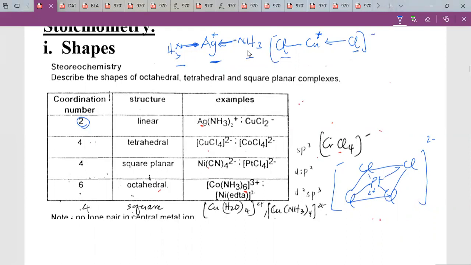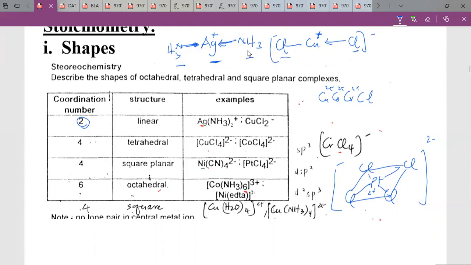So linear, and if there are coordination number 4, or 4 ligands joining to it, they can be tetrahedral, and 4 can also be square planar. 6 is octahedral. Now, quite good to remember for tetrahedral is C, that is Cl: copper 2 plus, cobalt 2 plus, and chromium 3 plus. All the chlorides are tetrahedral. Square planar commonly is nickel and platinum.